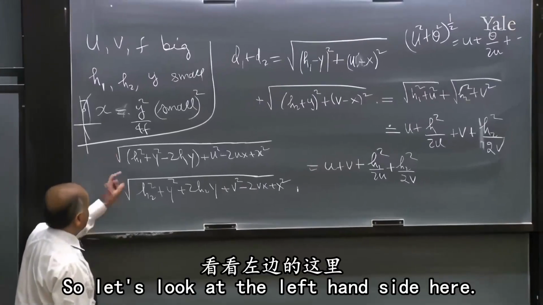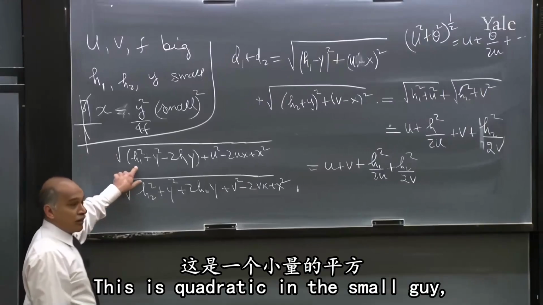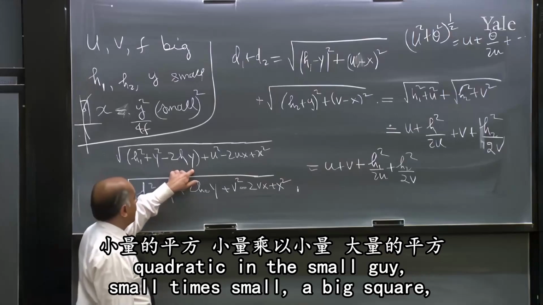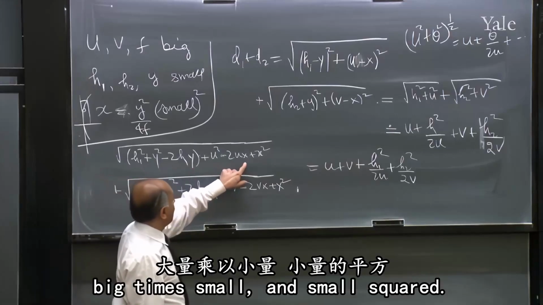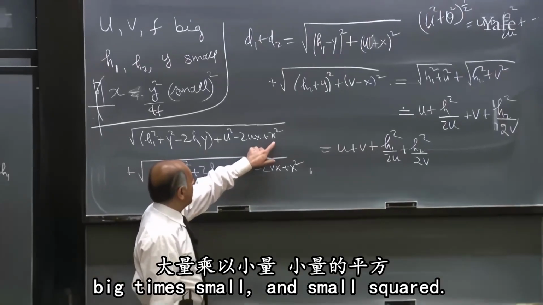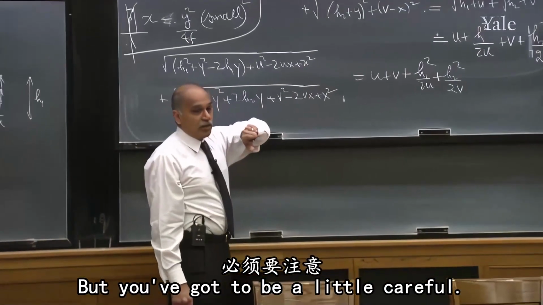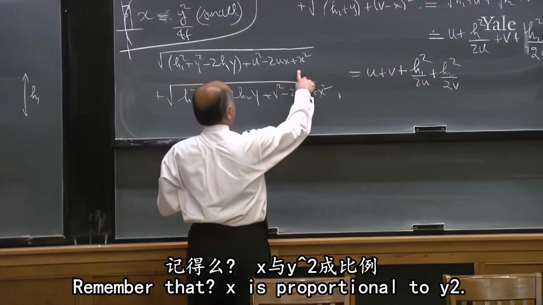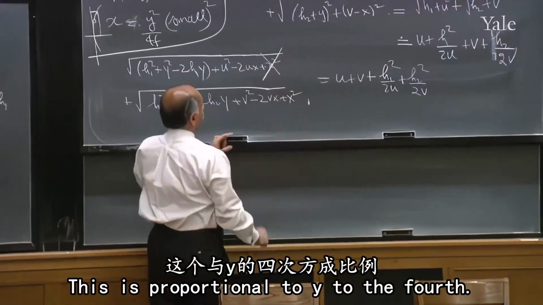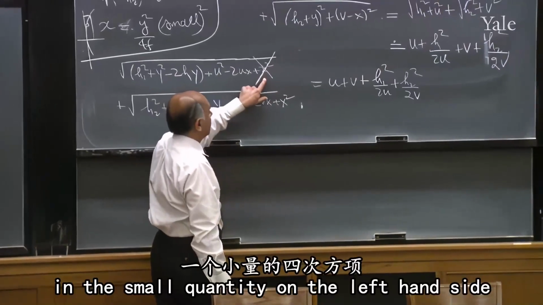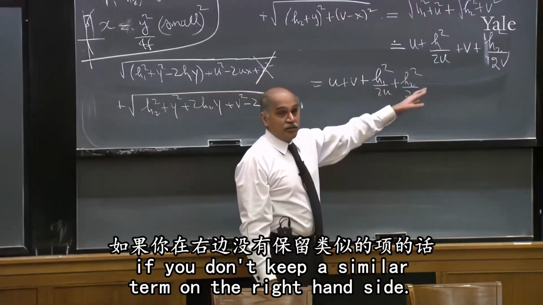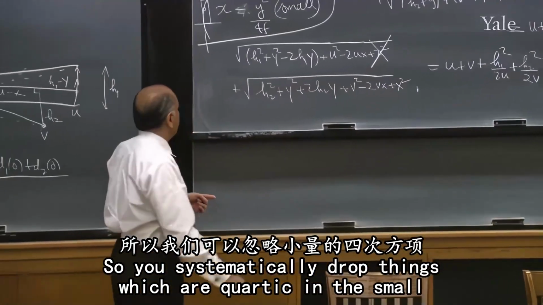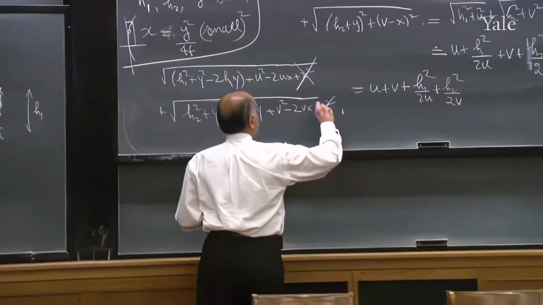So let's look at the left-hand side here. This is quadratic in the small guy. Quadratic in the small guy. Small times small. A big square. Big times small and small square, but you've got to be a little careful. X is not small. X is small square. Remember that? X is proportional to y squared. This is proportional to y to the 4th. You cannot keep a term to 4th order in the small quantity on the left-hand side if you don't keep a similar term on the right-hand side. So you systematically drop things which are quartic in the small. So even though x makes it, x squared doesn't make it in this approximation.